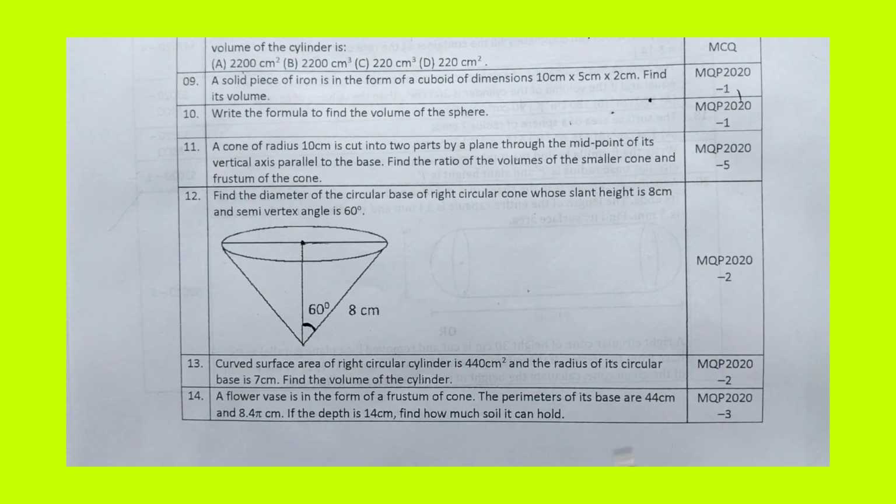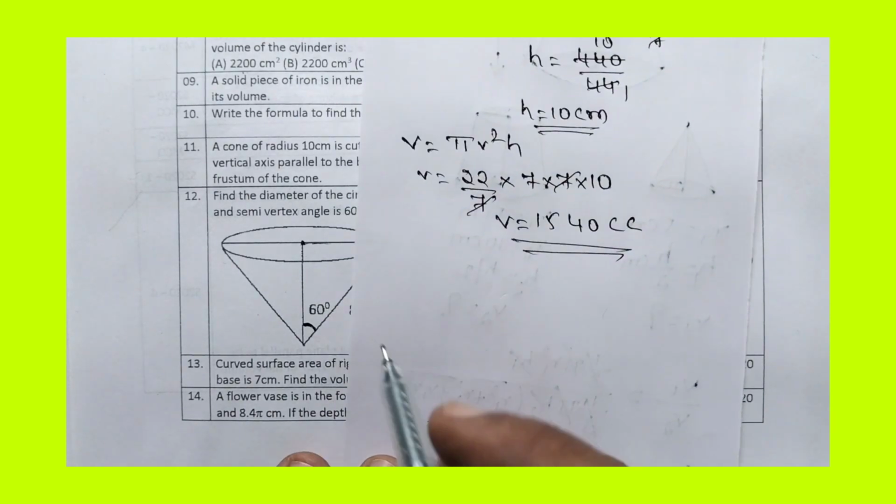It is a 3 marks question. That is, a flower vase is in the form of a frustum of a cone. The perimeter of its bases are 44 centimeter and 8.4 pi centimeter. If the depth is 14 centimeter, find how much soil it can hold. They are asking how much soil the vase can hold. Since it asks how much, we have to find out the volume. For the volume, use this to find R1, and use this to find R2. R1 will be known, R2 will be known, H is given. So let us find out the volume. Let us answer the 14th question.